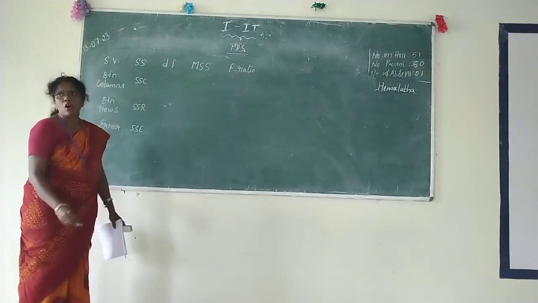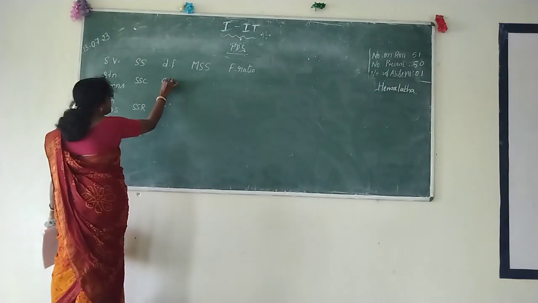Degrees of freedom for column will be C minus 1. For row will be R minus 1. For error will be N minus C minus R plus 1. N minus C minus R plus 1.